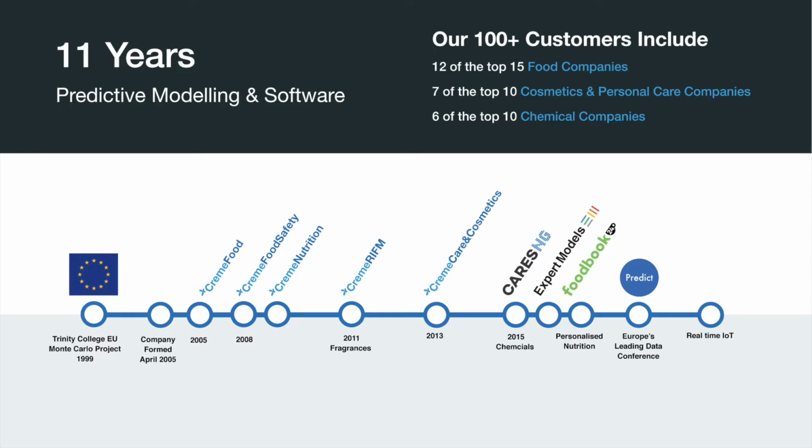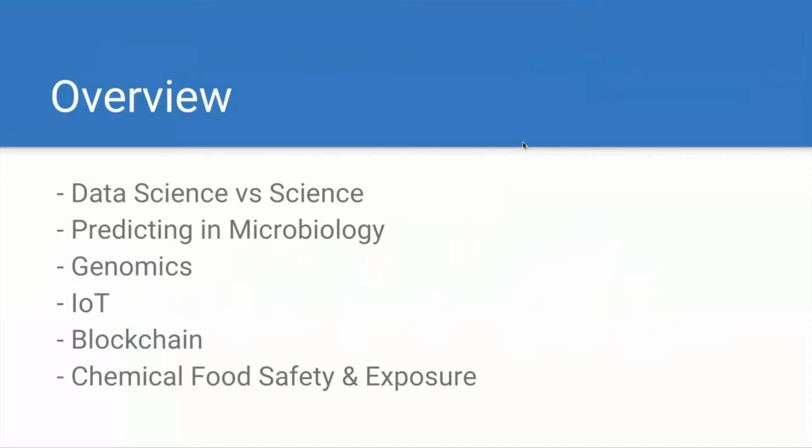So just an overview of what I'm going to talk about. I'm a mathematician by training, but I've worked with the food, chemicals and cosmetics industries my entire career. So I'm going to talk about food safety and how data science has found a place within the broader question of how we make sure that we have safe products for consumers in the marketplace. I'm going to talk about the differences between data science and science broadly speaking. I'm going to talk about predictive microbiology. I'm going to talk about genomics and some of the more interesting developments then around the Internet of Things, blockchain technology, and a bit on chemical food safety and consumer exposure assessment.